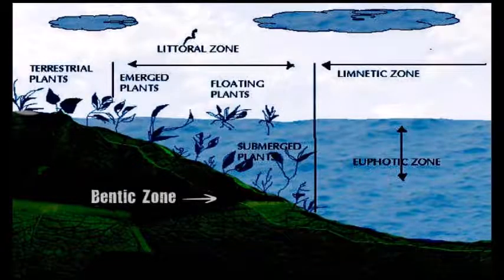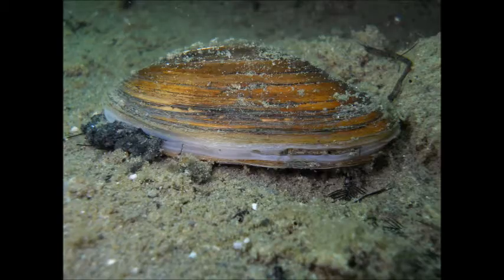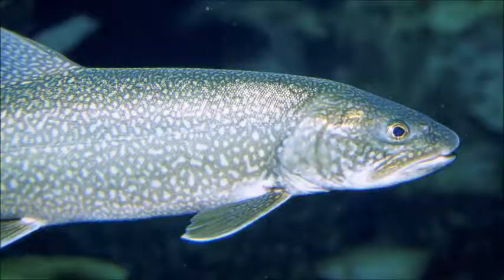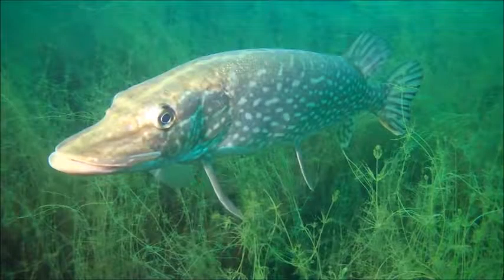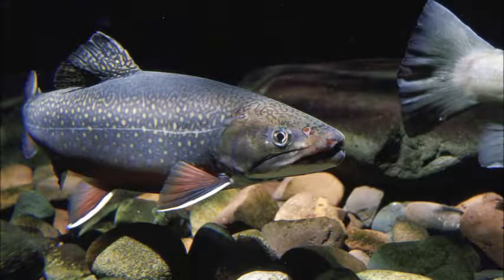The littoral zone is the topmost and warmest and home to snails, clams, insects, crustaceans, fishes, and amphibians, and the eggs and larvae of dragonflies. The limnetic zone is close to the surface and consequently receives a good deal of light. This zone contains a variety of freshwater fish. The lower levels include the euphotic and benthic zone.